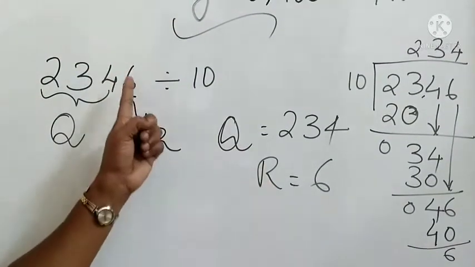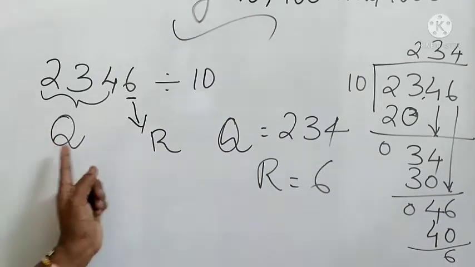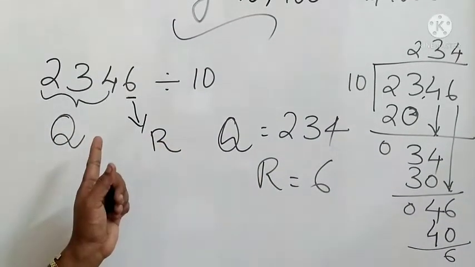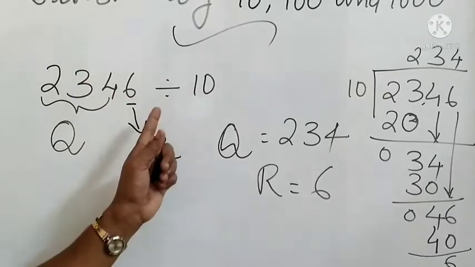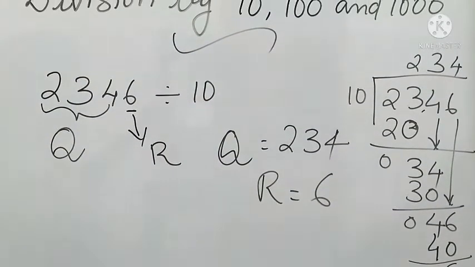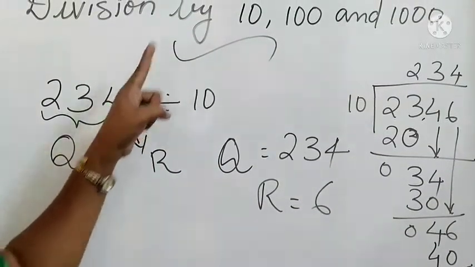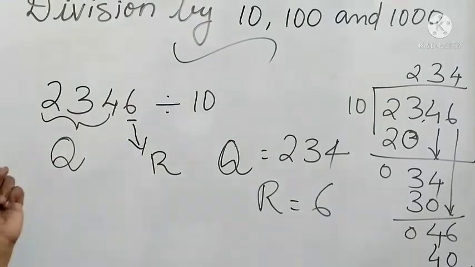But we have to find it without doing the calculation. So, this is the easy way to find out the quotient and remainder by dividing by 10. When we are dividing by 10, the ones place number becomes the remainder and the remaining digits become the quotient. Do you all understand?